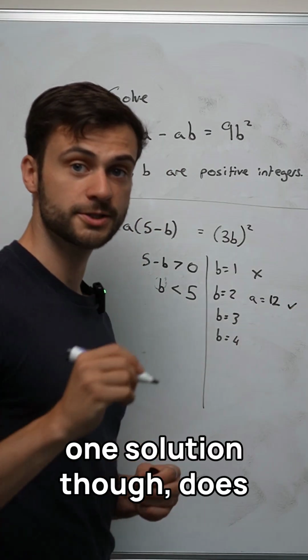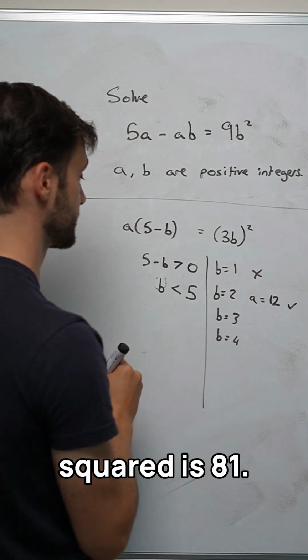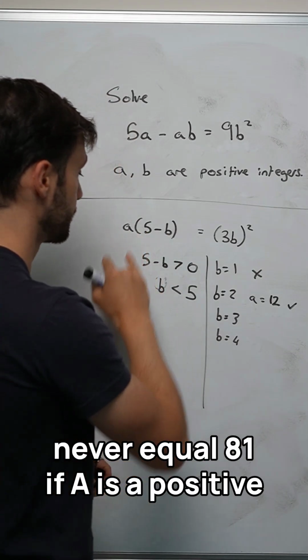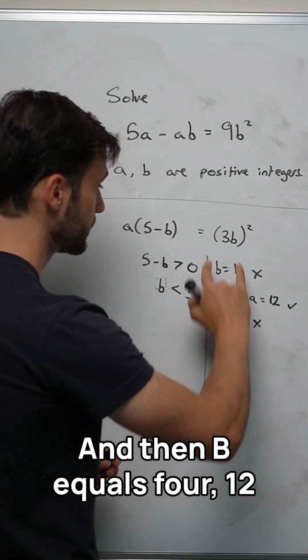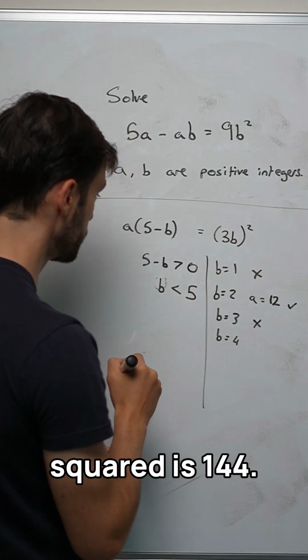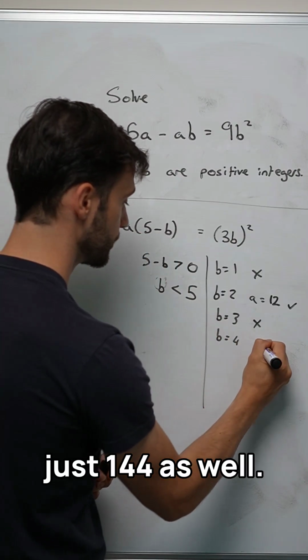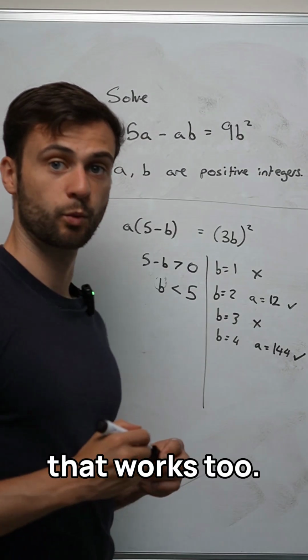Just because we found one solution, though, does not mean that there can't be more. b equals 3, 9 squared is 81. So 2 times anything, 81, if a is a positive integer, that does not work. And then b equals 4, 12 squared is 144. Well, that works, because 5 minus 4 is 1, and a is just 144 as well. Here, again, a and b are both positive integers, so that works too.